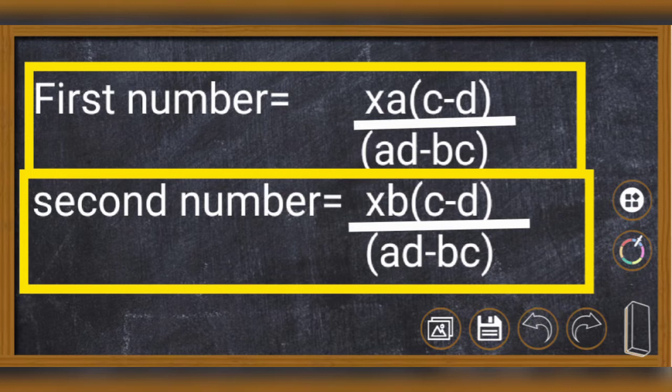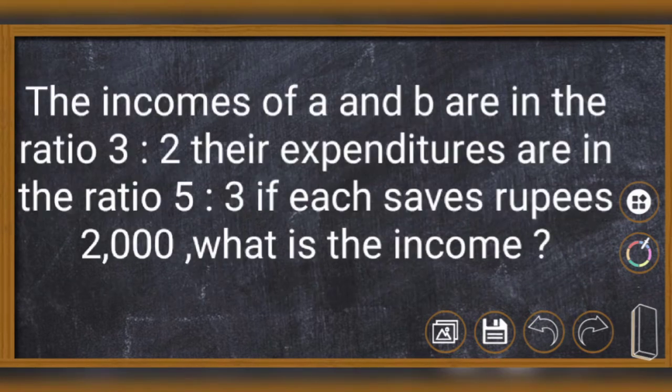So what will be the first income? The first income will be X into A into the difference between the final ratios, divided by the difference in the cross product of the ratios. And the second income will be X into B into the difference between the final ratios, divided by the difference between the cross product of the ratios.